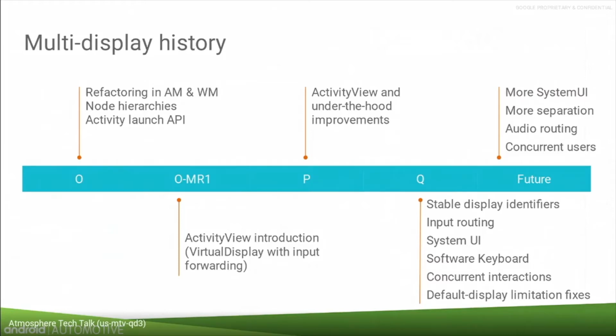In OMR1, we first introduced the modern iteration of Activity View, which is a container that allows you to embed an activity into another activity. In P, we made a lot of under-the-hood improvements, both in Window Manager and in Activity View specifically. And then Q is by far the biggest release for multi-display. We added a lot of stuff there. We added stable display identifiers. We provided you a way to automatically route input in your system. We added a number of system UI components, improved software keyboard support, and so on. And we still have a lot of work to do in the future. I will talk a bit more about this in the following slides.